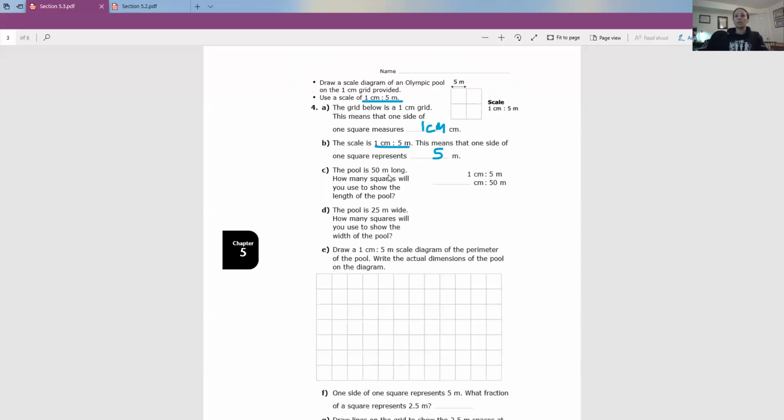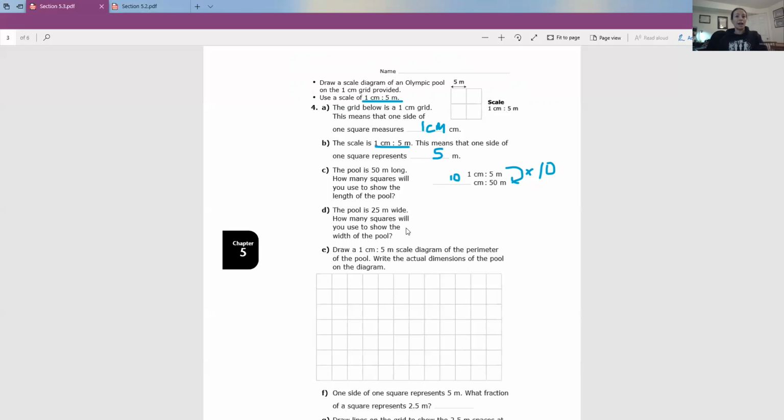If our pool is 50 meters long, how many squares do you think you're going to need? Well, look at our ratios. What do you do to 5 to get to 50? We times it by 10. So that means I'm going to take 1 and multiply it by 10. 1 times 10, you get 10. So 10 centimeters should give you 50 meters of your pool. That means you're going to need 10 squares.